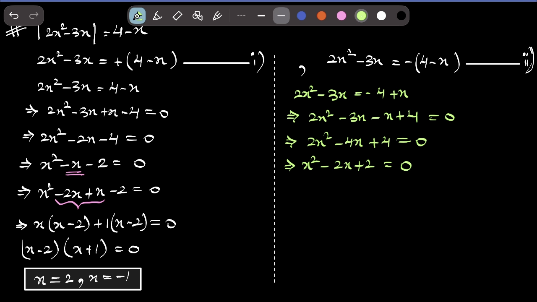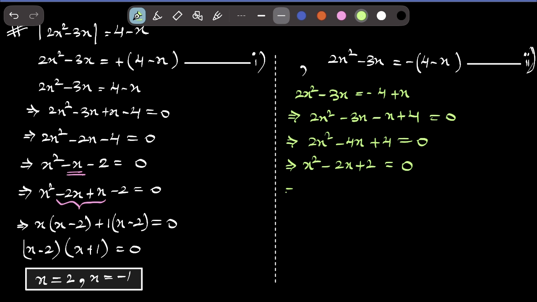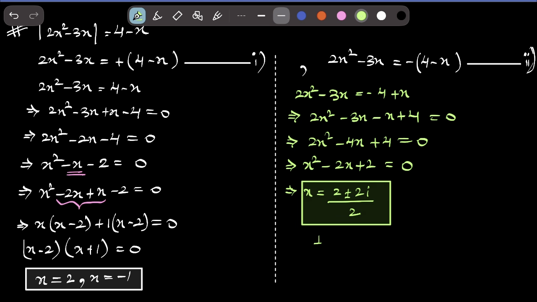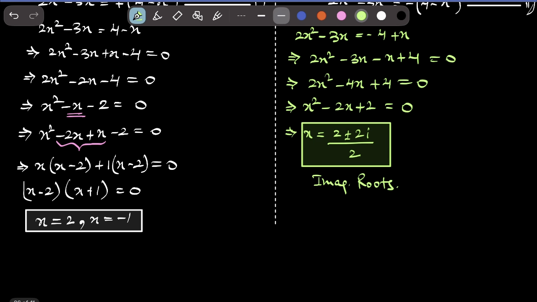Yes, so solving this equation further, you can see that this particular equation is having two imaginary roots. So the two imaginary roots are going to be 2 plus minus 2 iota whole over 2. So we are going to ignore these two solutions, right? Because these are imaginary roots. So we will not solve this. So we are left with two solutions for this particular equation.